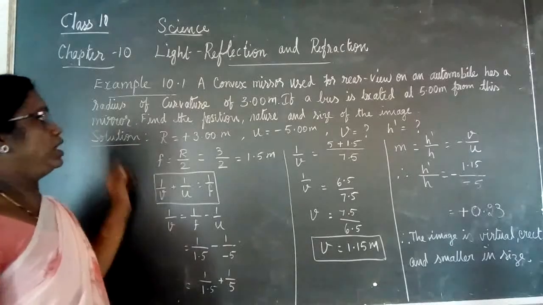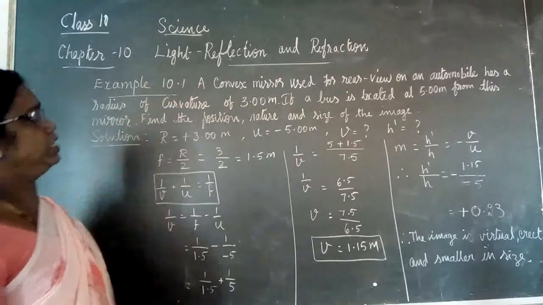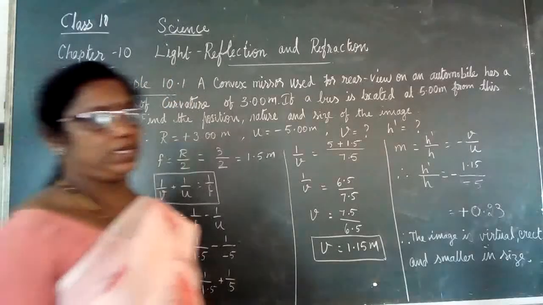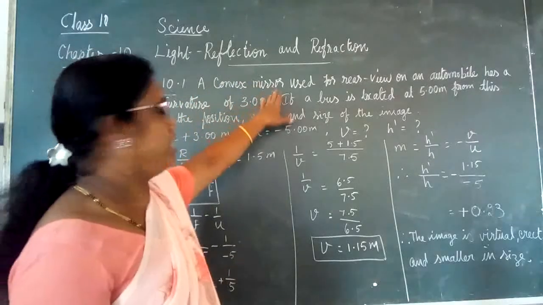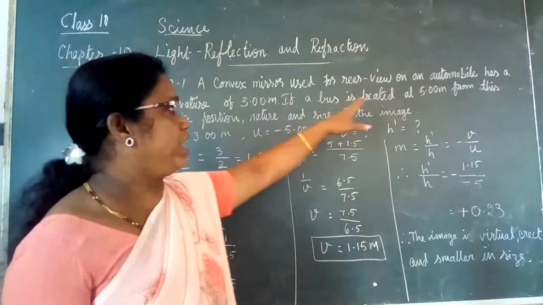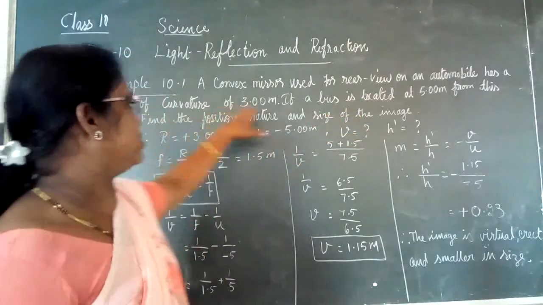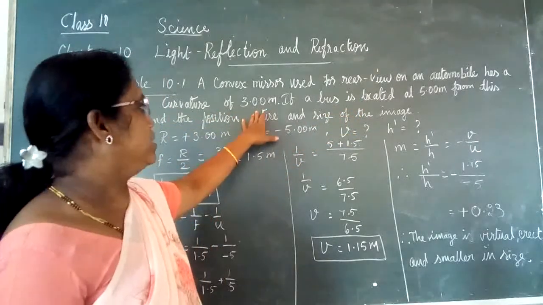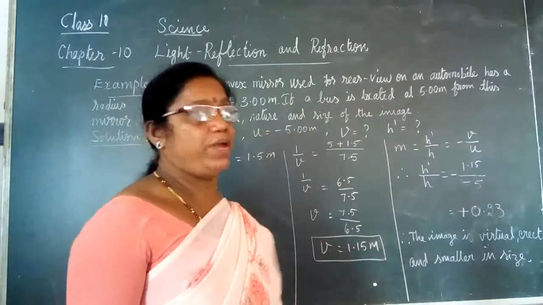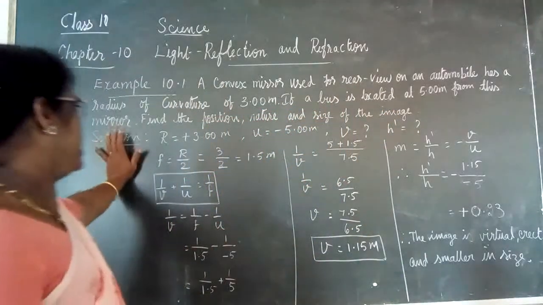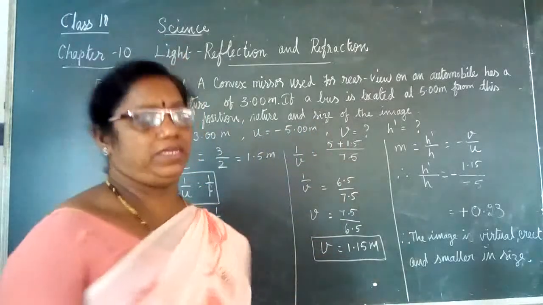Here, example number 10.1 in the lesson, Light Reflection and Refraction, is given as: a convex mirror used for rear view on an automobile has a radius of curvature of 3 meters. If a bus is located at 5 meters from this mirror, find the position, nature and size of the image.